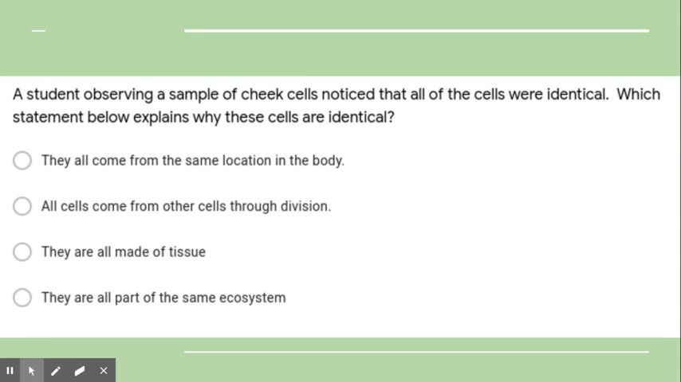A student observing a sample of cheek cells noticed that all the cells were identical. Which statement below explains why these cells were identical? They all came from the same location in the body. All cells come from other cells through division. They are all made of tissue, and they are all part of the same ecosystem. So why were these cheek cells identical? This was like the most missed question. Think about spontaneous generation, and think about the cell theory itself, the three components of cell theory.